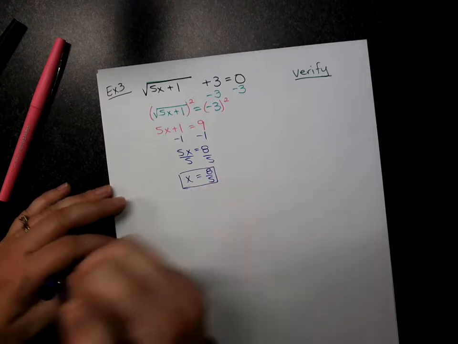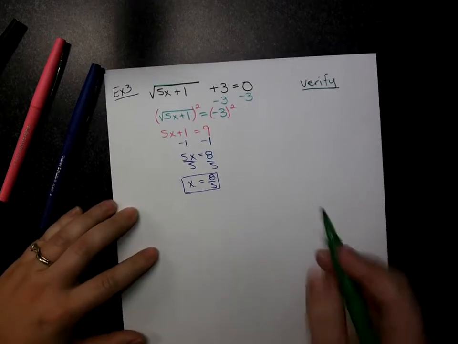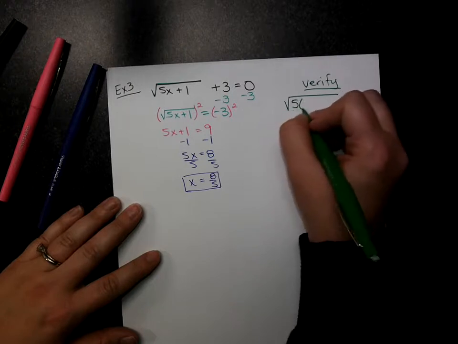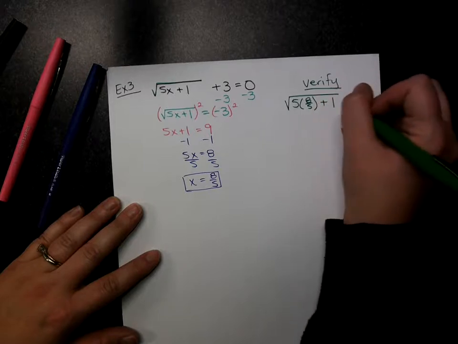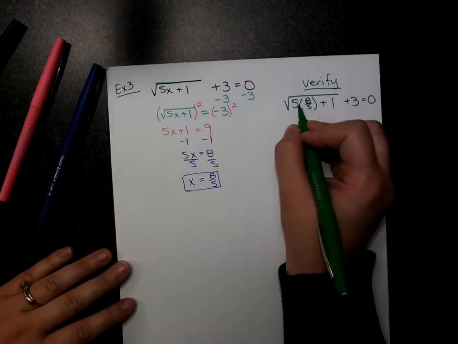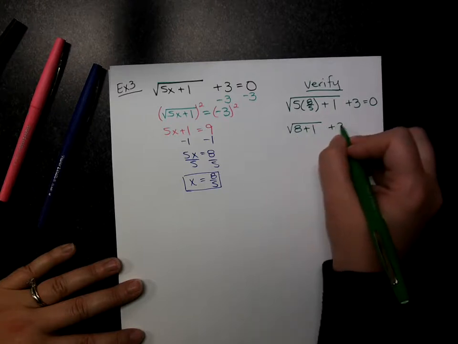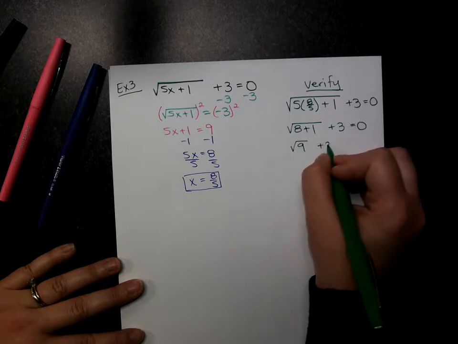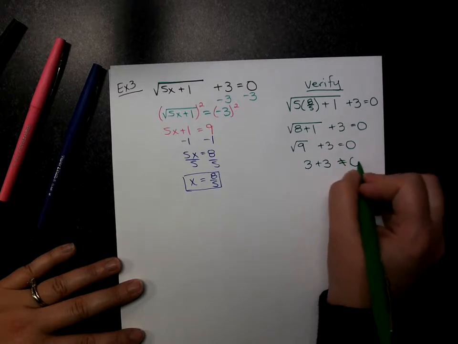And sometimes you just have fractions to work with, and sometimes you have integers. So with that, I'm going to verify that answer. So I'm going to plug in 5 times 8 over 5, and then plus 1 plus 3 equals 0. So again, the 5 and the divided by 5 cancel each other out. So this is really just the square root of 8 plus 1 plus 3 equals 0. So that's the square root of 9 plus 3 equals 0. The square root of 9 is 3. 3 plus 3 does not equal 0.